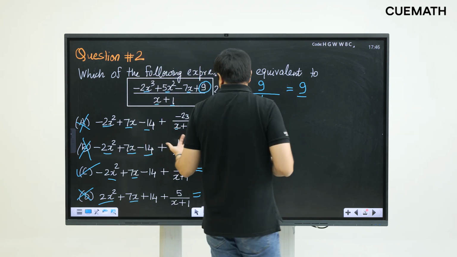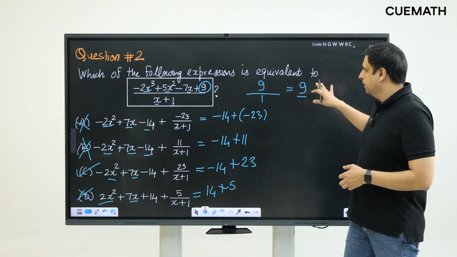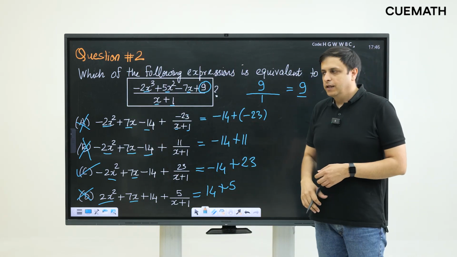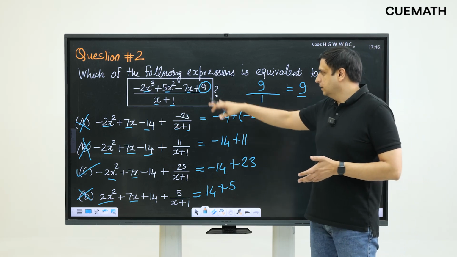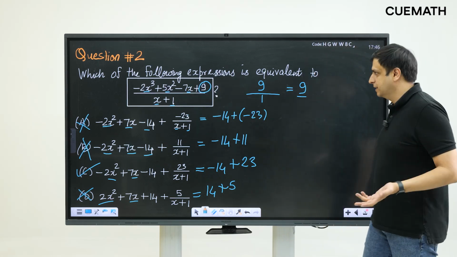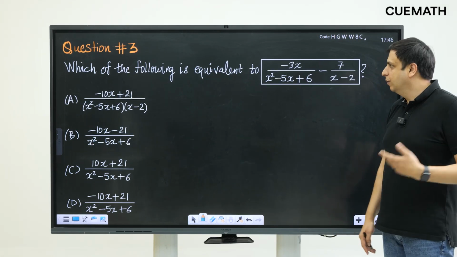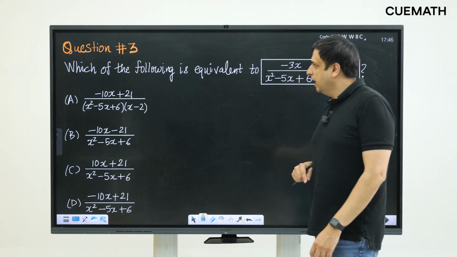So, you can see how simple the solution became just by using the substitution x equal to 0 and not even bothering with the long division of these polynomials. So, that is the hack, make your own substitution. Let us look at question number 3.